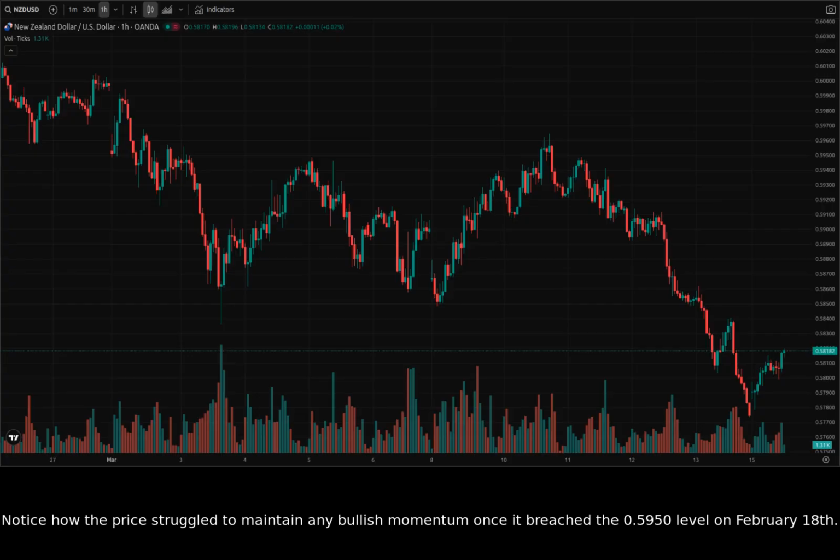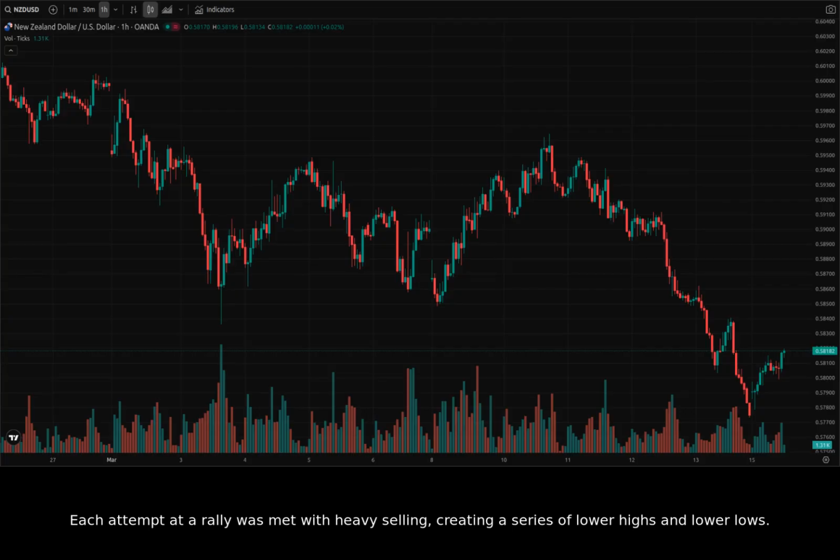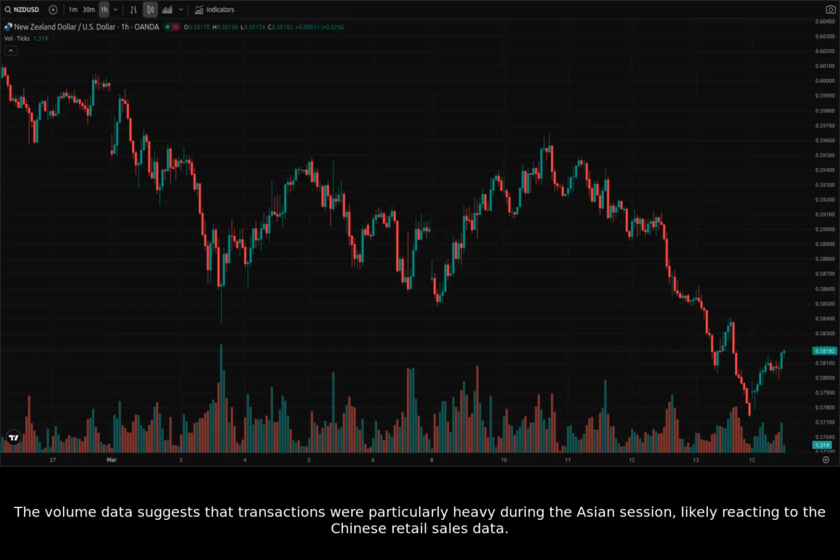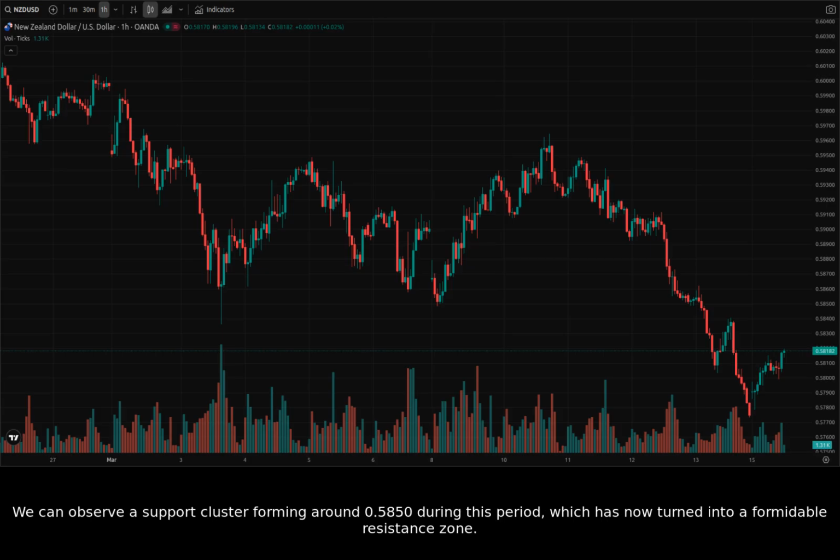Notice how the price struggled to maintain any bullish momentum once it breached the 0.5950 level on February 18th. Each attempt at a rally was met with heavy selling, creating a series of lower highs and lower lows. The hourly candles show that volatility spikes often coincided with news headlines regarding Middle East trade disruptions. The volume data suggests that transactions were particularly heavy during the Asian session, likely reacting to the Chinese retail sales data. We can observe a support cluster forming around 0.5850 during this period, which has now turned into a formidable resistance zone.